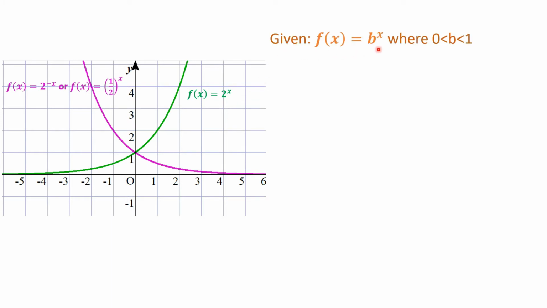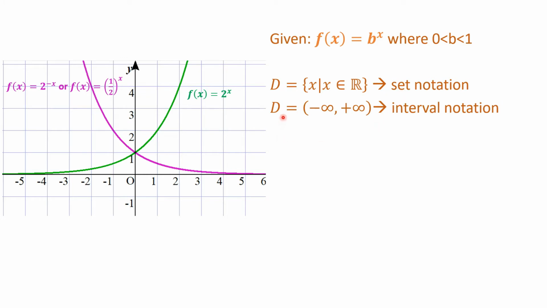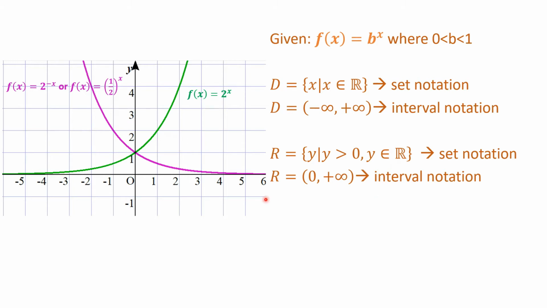Given f of x equals b to the x, where b is greater than 0 but less than 1, the domain is still the set of x values such that x is an element of real numbers in set notation. And in interval notation, the domain is from negative infinity to positive infinity. And for the range, again, it is the set of y values where y is greater than 0 and y is an element of real numbers. In interval notation, the range is from 0 exclusive to positive infinity.